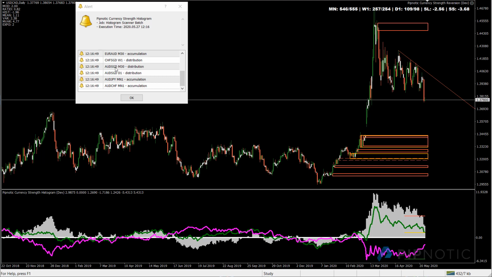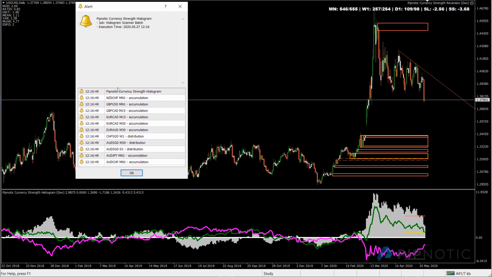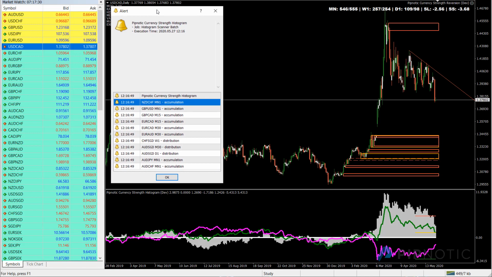Today we're just going to run through a bunch of pairs, and in order to do this I'm going to use the histogram. What I've done here is I've just run it through, so now it's scanning everything on time frames between the monthly and the 15-minute chart. So let's start at one end here and see what we have.